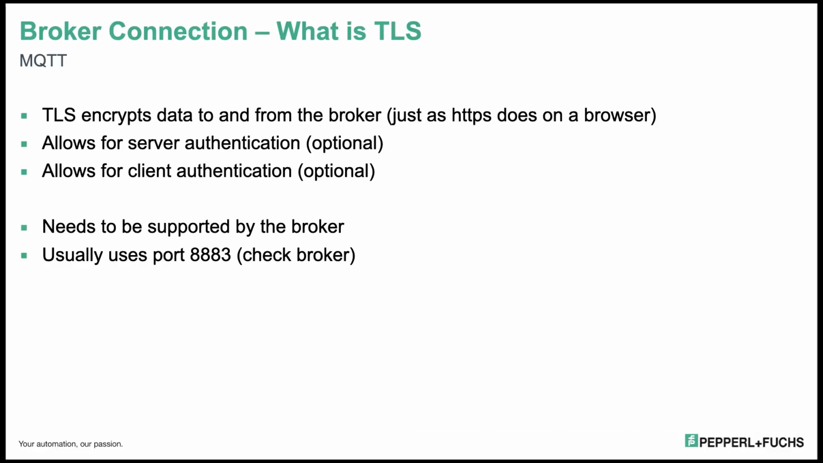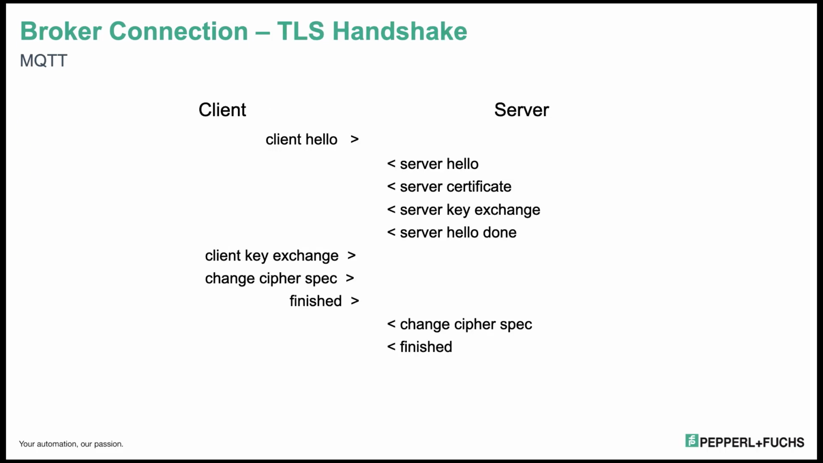Next, we will go over what is TLS. TLS encrypts data to and from the broker, just as HTTPS does on a browser. It allows for server authentication, which is optional, and it allows for client authentication, which is also optional. It needs to be supported by the broker, and it usually uses port 8883. In this next example with the TLS handshake, you can see that the client and the server are communicating with each other. You can see that after the exchange, they both changed the cipher spec, which should encrypt the data.